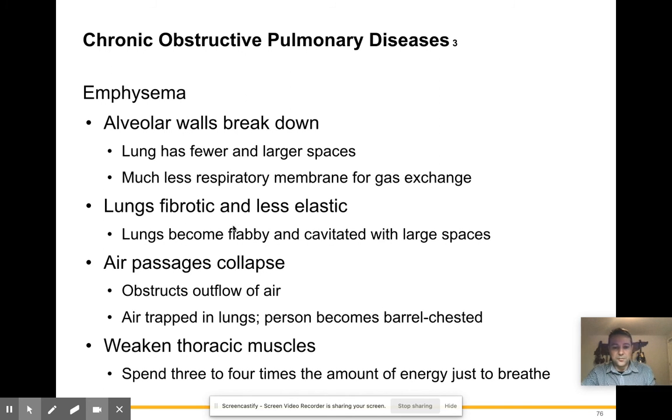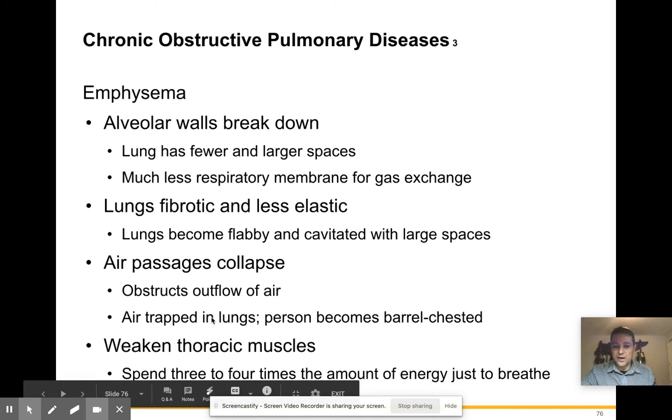The lungs become less elastic. Okay, they become stiffer, which is not going to allow the volume of them to increase and gain as much oxygen as possible. The air passages can collapse in emphysema, which is going to obstruct the airflow. Right, you're going to have obstruction of airflow. And that's also going to cause air to be trapped in the lungs.